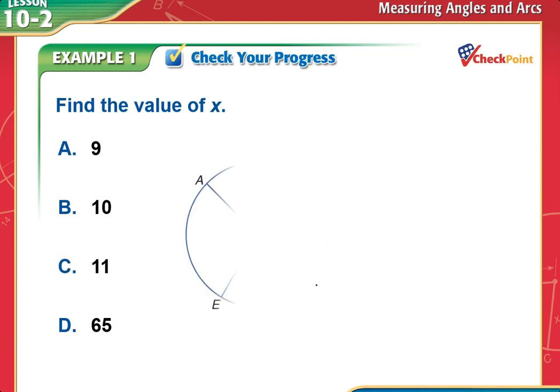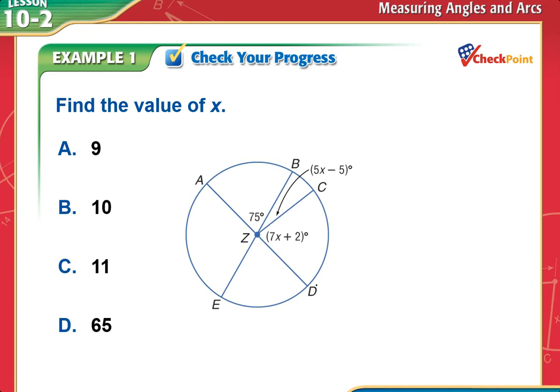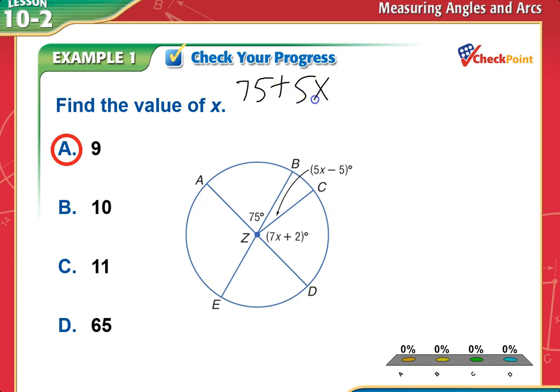So, here's a problem for you to try. Go ahead and pause your video and solve for x. If you got that the value of x equals 9, let's see how that would work. That would be that 75 degrees plus our 5x minus 5 plus our 7x plus 2, and the sum of all those should be 180.